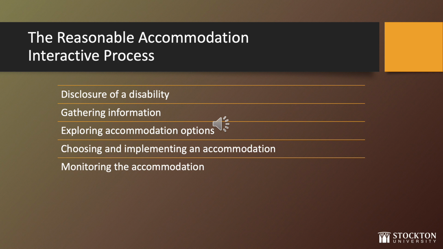This slide shows the general steps of the interactive process. It is important to note that the interactive process is always initiated when an employee or applicant discloses their disability to the employer and states that it is impacting their work or ability to participate in the interview process. Once the disability is disclosed, the employer initiates an interactive dialogue with the employee or applicant with the goal of moving through all the steps above. The remainder of this tutorial will focus on the specific steps for requesting an accommodation at Stockton University.